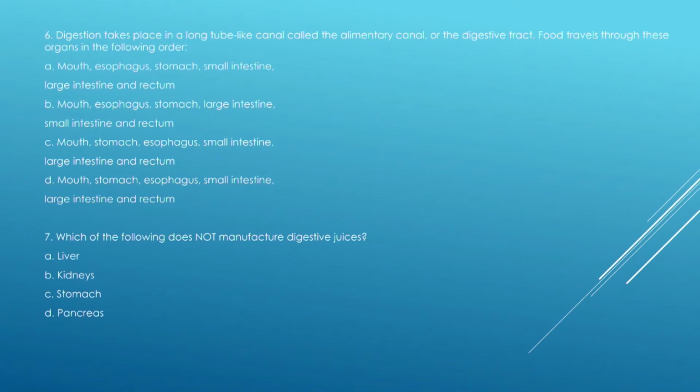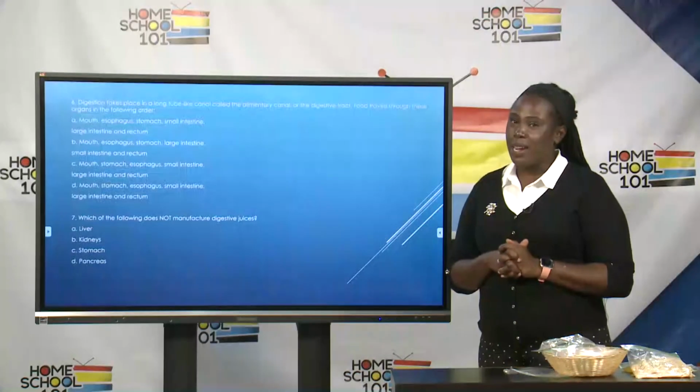Number 6, digestion takes place in a long tube-like canal called the alimentary canal, or the digestive tract. Food travels through these organs in the following order. A. Mouth, esophagus, stomach, small intestine, large intestine, rectum. B. Mouth, esophagus, stomach, large intestine, small intestine, rectum. C. Mouth, stomach, esophagus, small intestine, large intestine, rectum. D. Mouth, stomach, esophagus, small intestine, large intestine, rectum. So here, if you have A or C, you would have been correct.